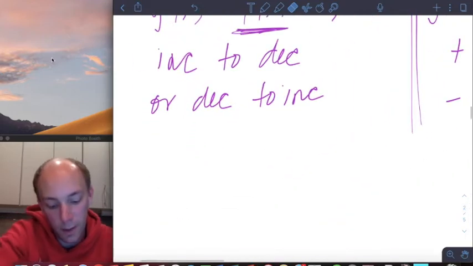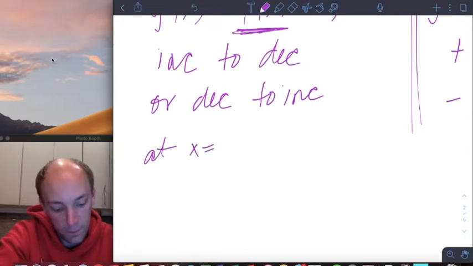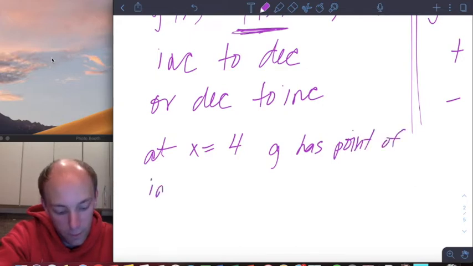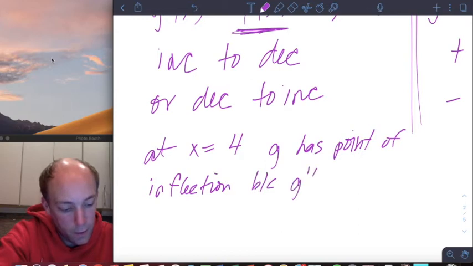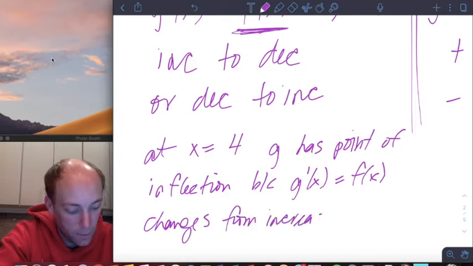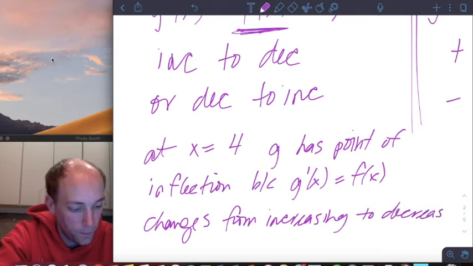So I would say that at x equals 4, g has a point of inflection because g prime of x, equaling f of x, changes from increasing to decreasing. Okay?